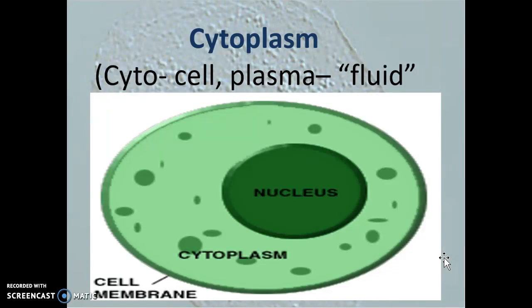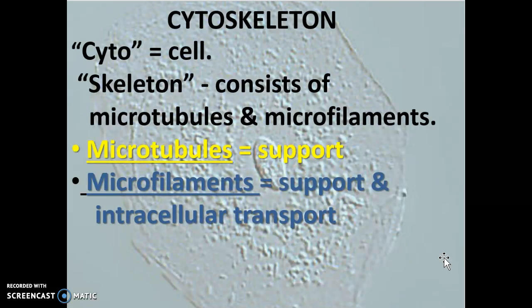Cytoplasm, cyto cell, plasma fluid, we discussed this once. Again, brief review. Cytoskeleton, it's like the skeleton of the cell. It's made of microtubules and microfilaments, little tiny protein tubes and filaments which form a scaffold across the inside of the cell. Microtubules help support, microfilaments help support and allow for some transport within. So along these filaments, kind of like a zip line, stuff can zip across from one end of the cell to the other.